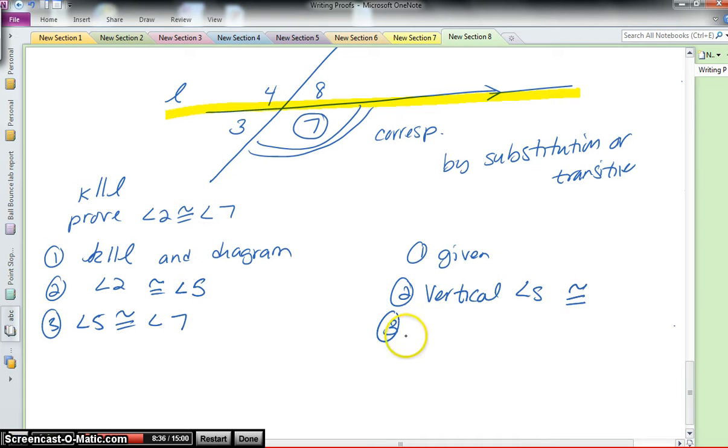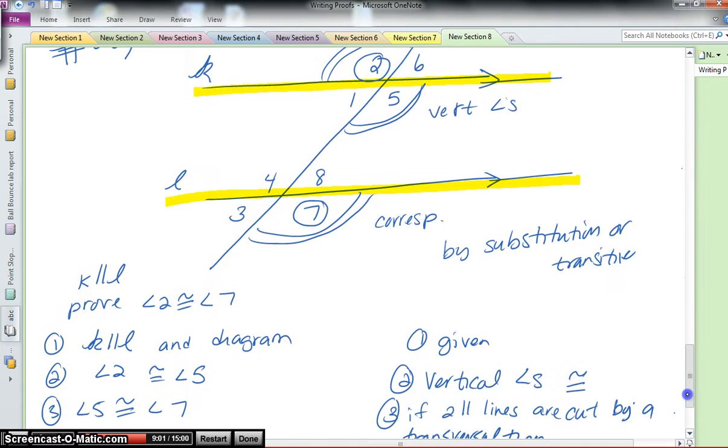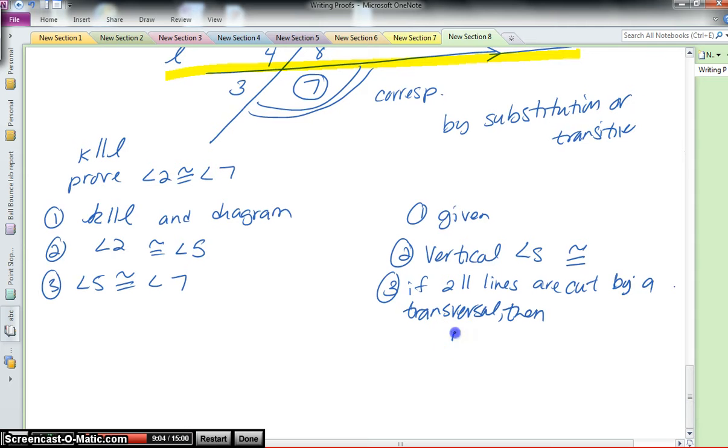Here's the long one. If 2 parallel lines are cut by a transversal, then what kind of angles are 5 and 7? Then corresponding angles are congruent.